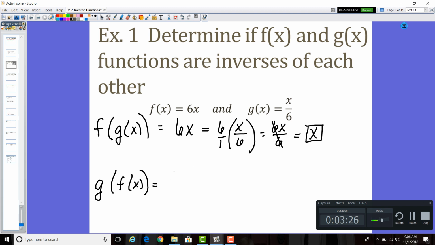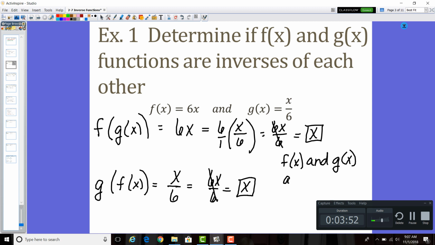Here they want us to start with the g function, which is x over 6. And inside that g function, where there's an x, we replace it with the f of x function. We get 6x over 6. We already know those 6's cancel, and it leaves us with x. So since both compositions simplify down to a positive x, we are able to say that f of x and g of x are inverses.